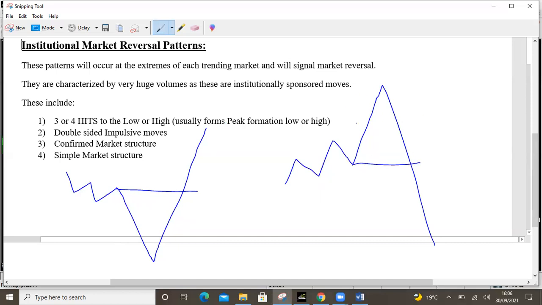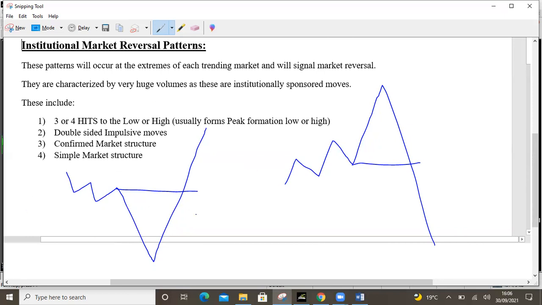Now, these moves here, they are characterized by very, very huge candlesticks. Okay, I mean very huge candlesticks. So if they are not huge and you find that there's a lot of accumulation or small candlesticks, then that does not qualify as a double-sided impulsive move. But the impulsive moves are very huge candlesticks moving on both sides.